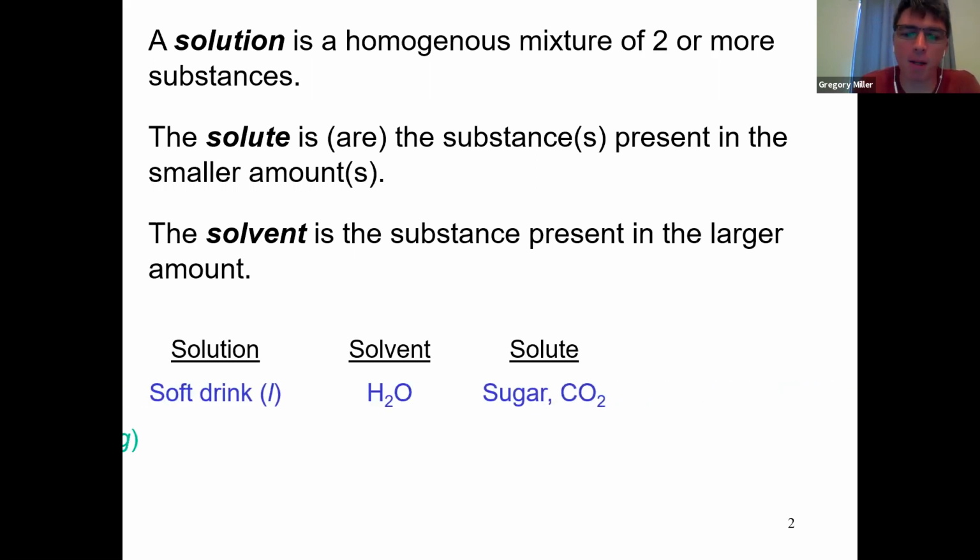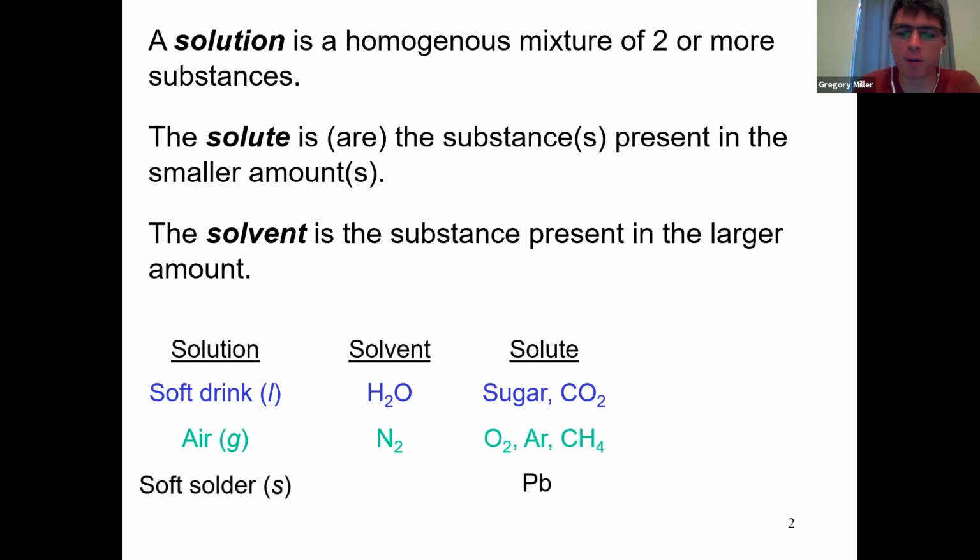Some very common examples: in a soft drink such as Coke or Pepsi, your solvent is water. The solutes are sugar, CO2, and anything else present in the syrup. There are lots and lots of solutes there, but the big ones would be the sugar and the CO2, the carbon dioxide that makes it bubbly. Air, the air we're breathing, is a mixture of a bunch of different gases. The main component is nitrogen, not oxygen. So nitrogen would be the solvent for that mixture, and oxygen, argon, methane, and a whole bunch of other trace gases would be the solutes dissolved into it.